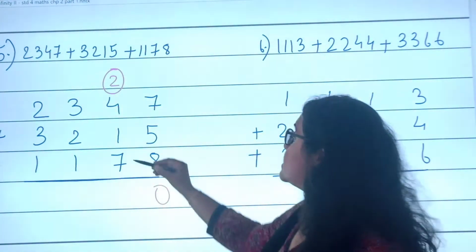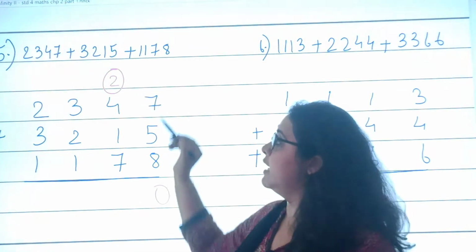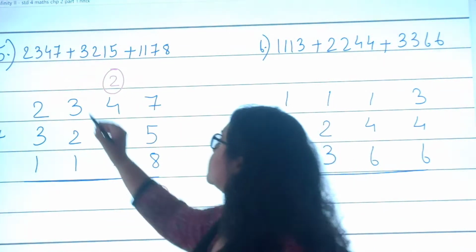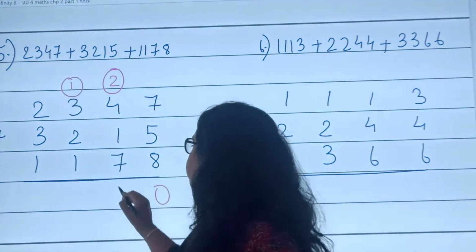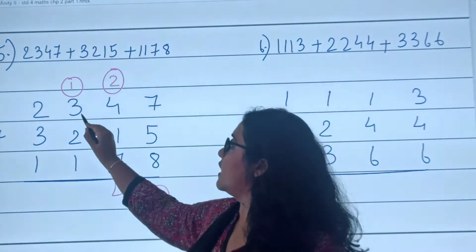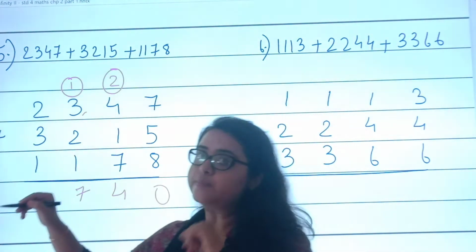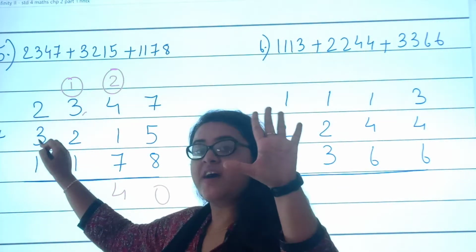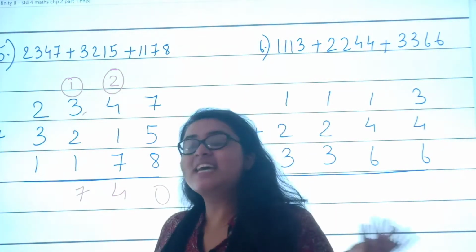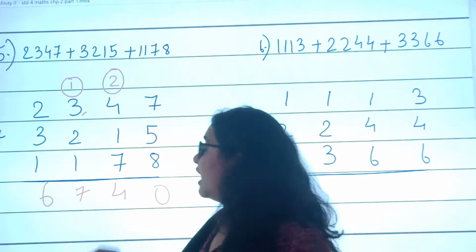Okay, 7, 8, 9, 10 plus 4, 14. 3, 4, 5, 6, 7. Add with me. 2 plus 3, 5. 5 plus 1, 6. Okay.